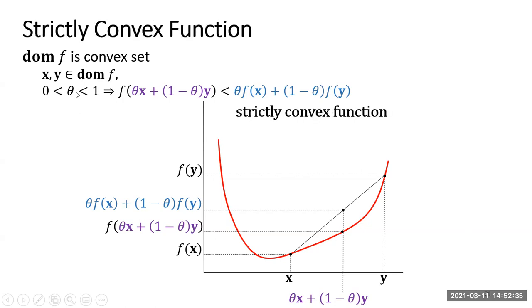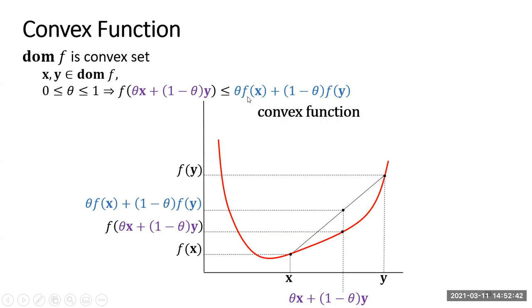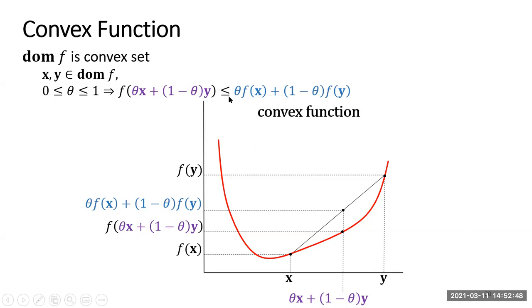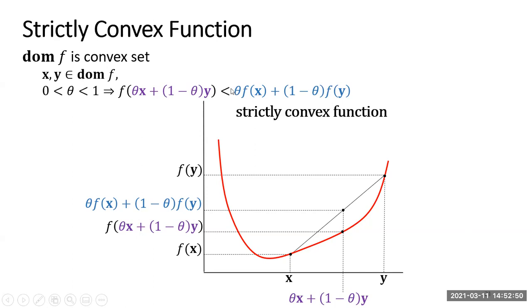But if theta is strictly less than 1 and greater than 0, and we replace this less than or equal to with strict less than, then that gives us the definition of a strictly convex function.